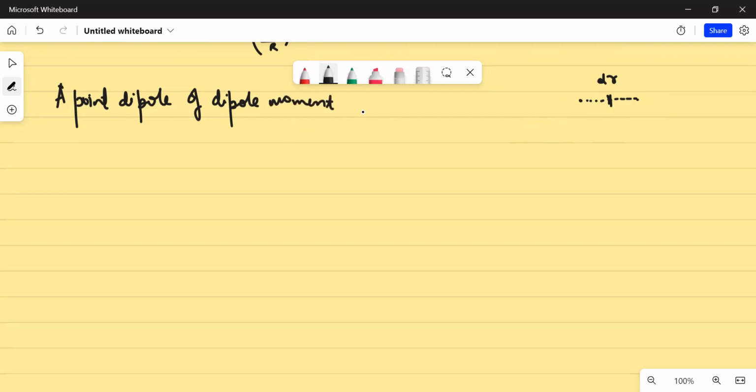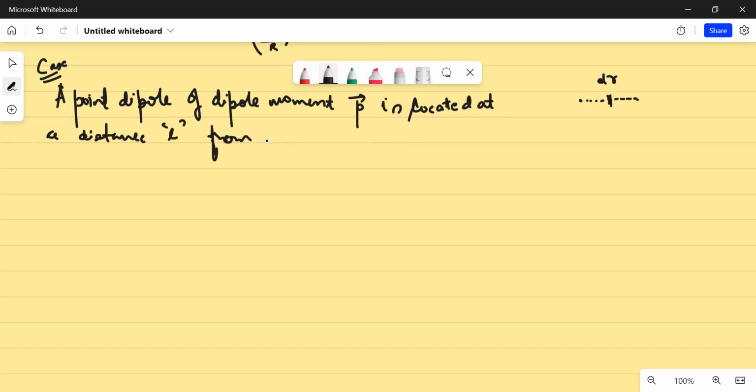So a point dipole of dipole moment p vector. You can take it as a question, or also as another case that we're discussing. A point dipole of dipole moment p vector is located at a distance L from an infinite grounded conducting plane.